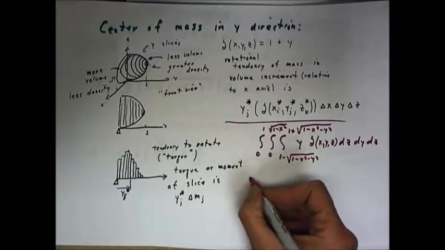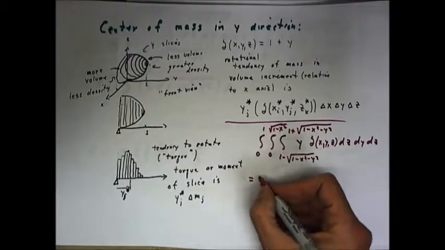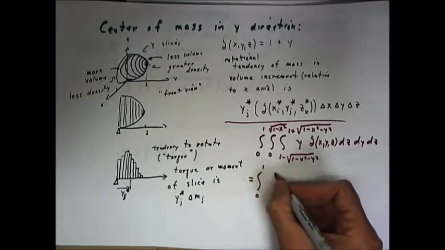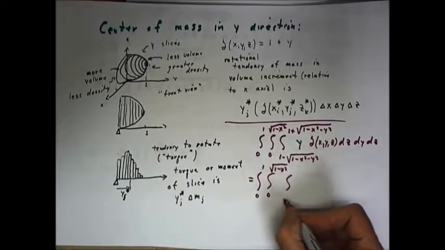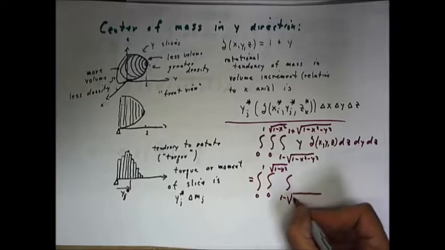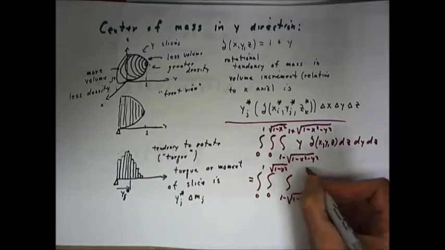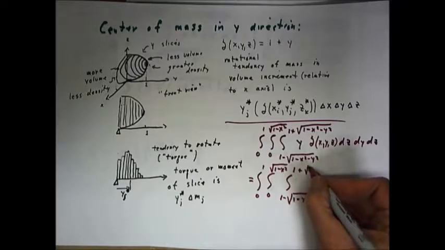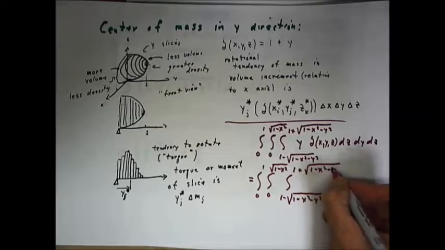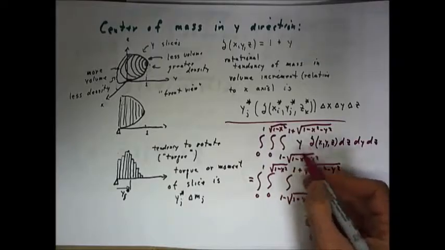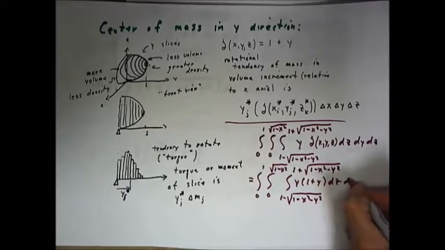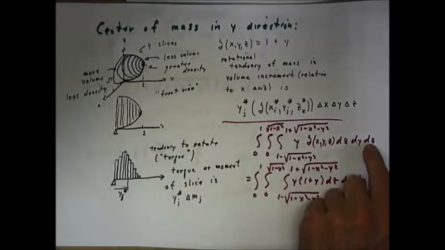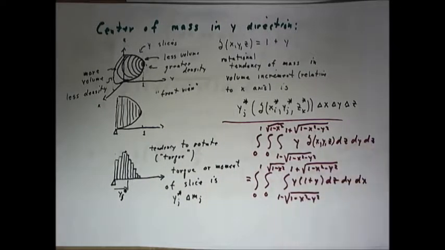In this case, our delta is 1 plus y. So we can write out the integral, and then that's going to be y times 1 plus y dz dy dx. And I think I wrote this dz up here. That should be a dx. I'm going to stop and repair that.